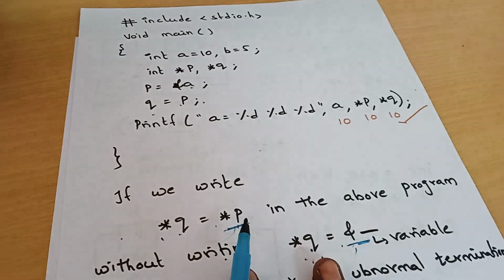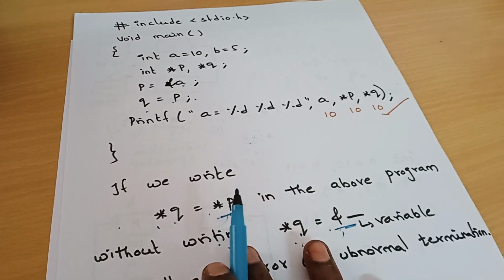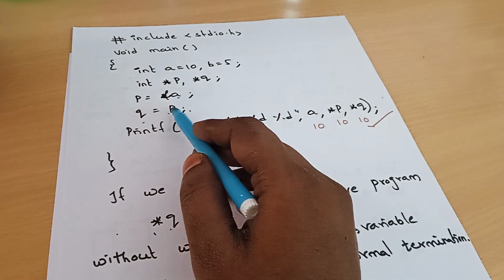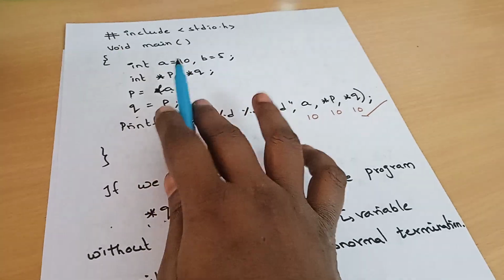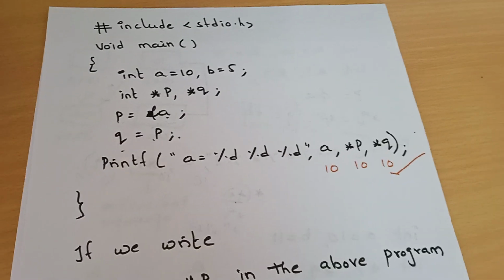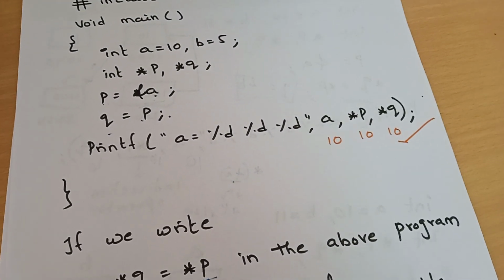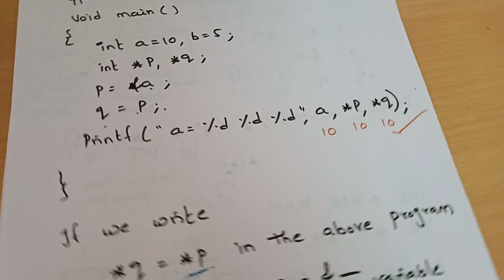So it is a mandatory thing for pointers. Whenever you treat a variable as a pointer variable, you should assign the address of a variable to that pointer. Okay, so this is the procedure that has to be followed to assign a pointer, or simply you can call this pointer assignment.